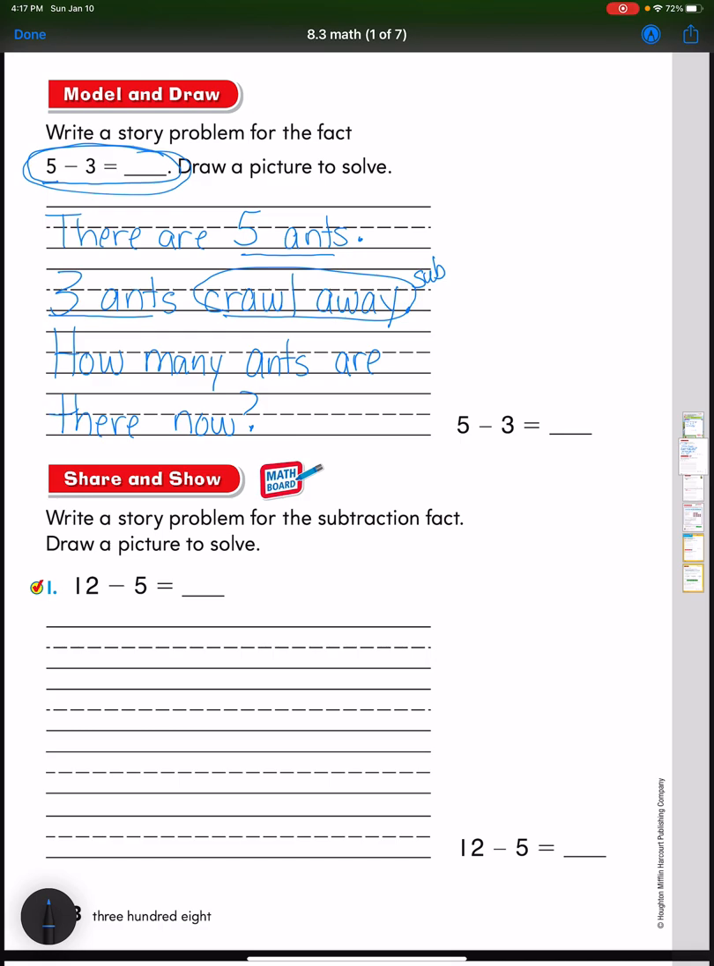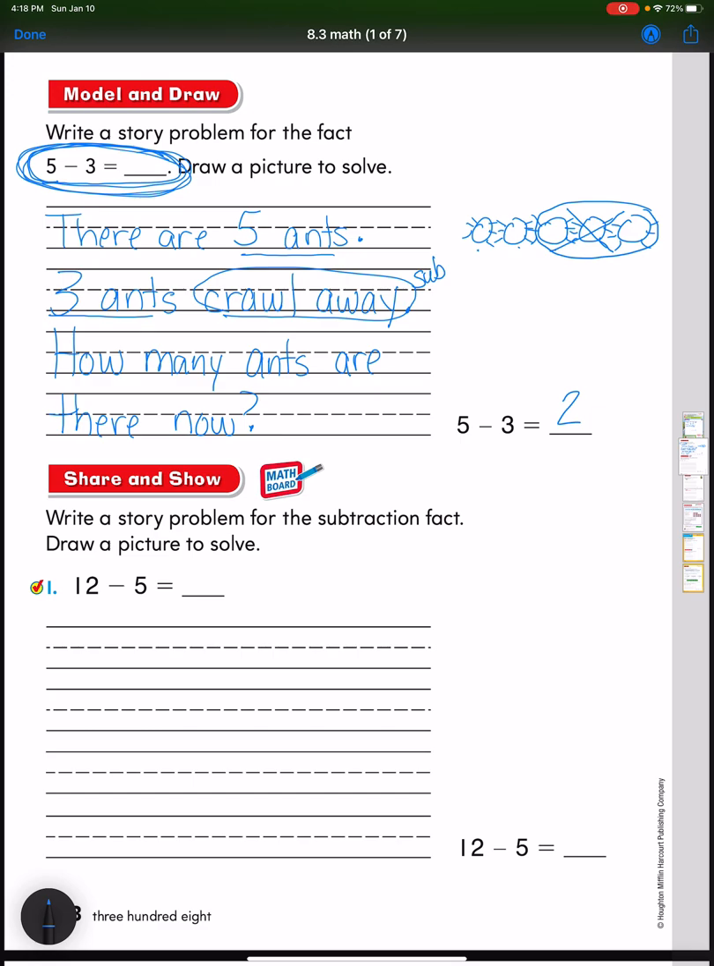All right, so I could draw a picture like this. Here are my 5 ants. 3 crawled away. That means they're out of here. Oops. They're gone. How many ants are there now? There are 2 ants now. So 5 minus 3 equals 2. And that's how we created a word problem and solved it using the subtraction problem that they gave us. All right, we'll try another one.